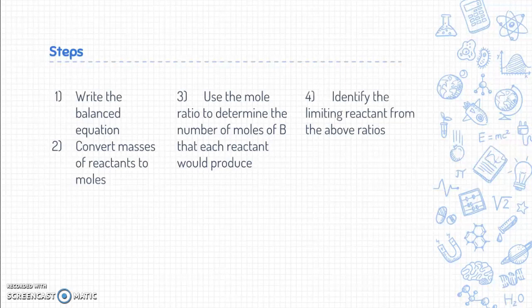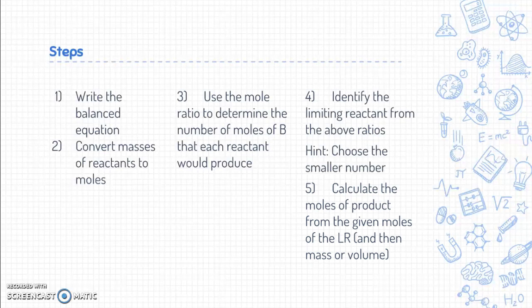From that, you'll see which one will produce the least amount of B, and that's your limiting reactant. That will have a smaller number of moles. And then you'll proceed with that last step of stoichiometry, going from moles to grams, using the reactant that's limiting. It's the one that was the smaller number.